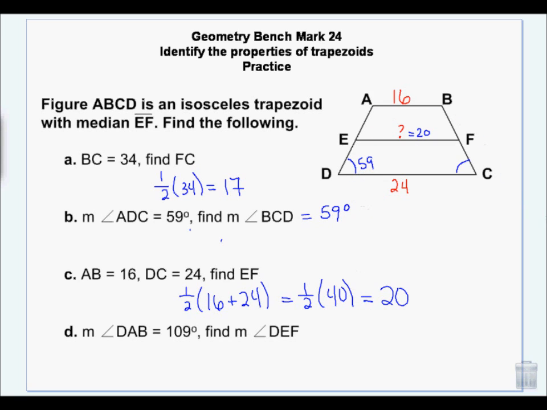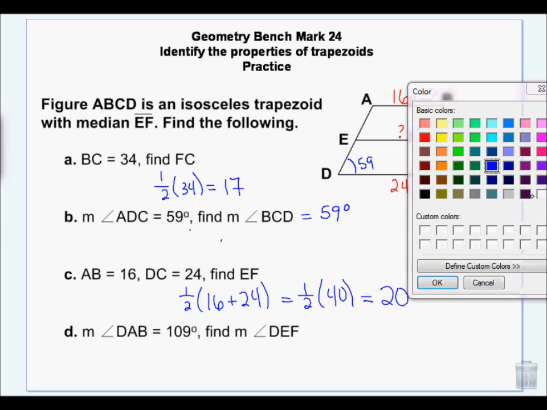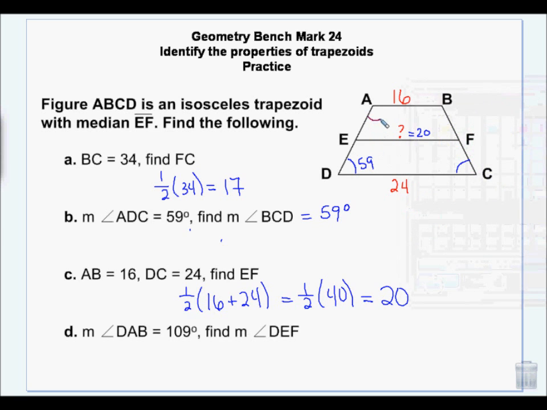And then if DAB is 109, how much is DEF? 72? Not 72, I don't think. Hold on. 109, 109. Those are both 109, right?